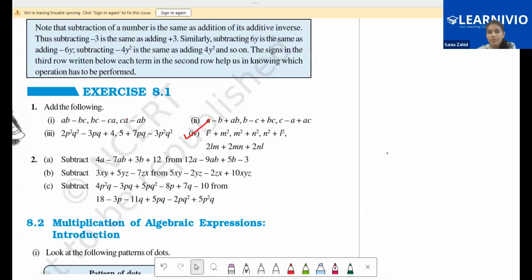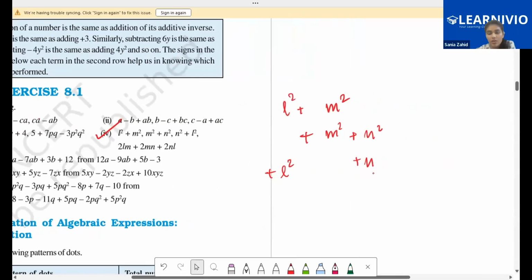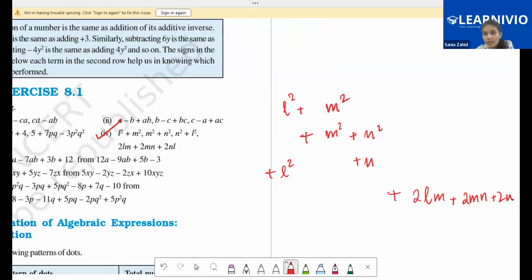So, first you will write L square plus M square. Then we have M square plus N square, so you will write plus M square plus N square. Then N square plus L square, you write N square and plus L square, right? Now what do we have? You have plus 2LM plus 2MN plus 2NL. So you can write it down in another column: plus 2LM plus 2MN plus 2NL.